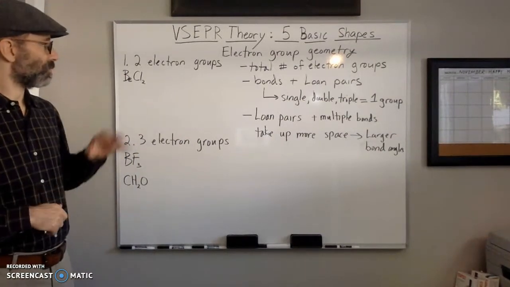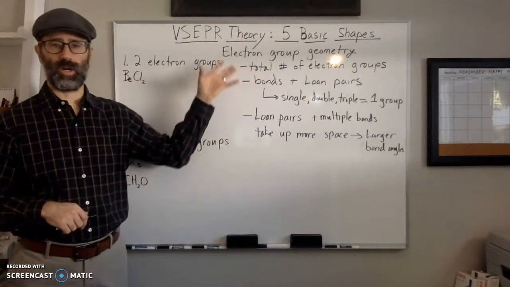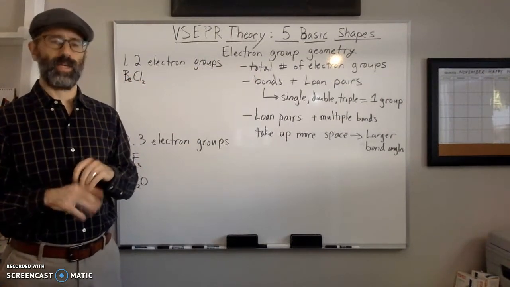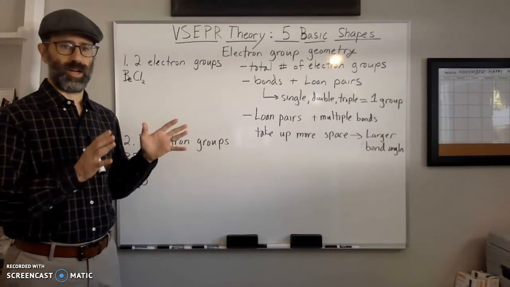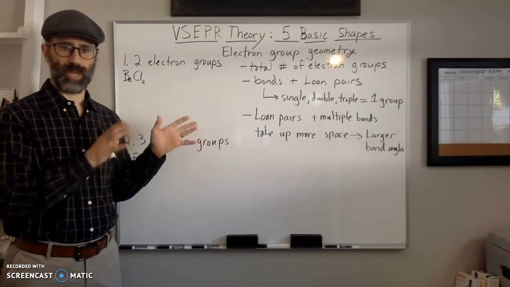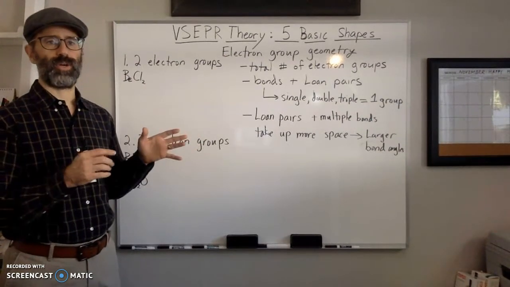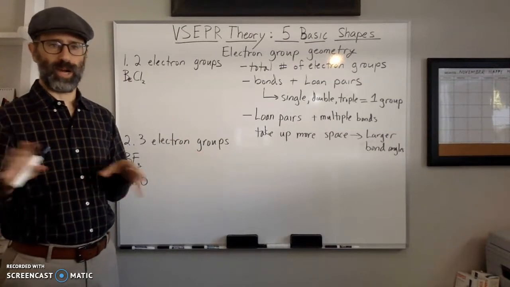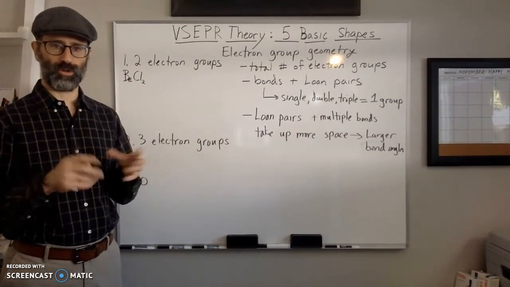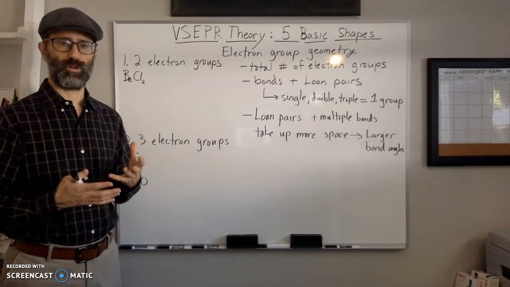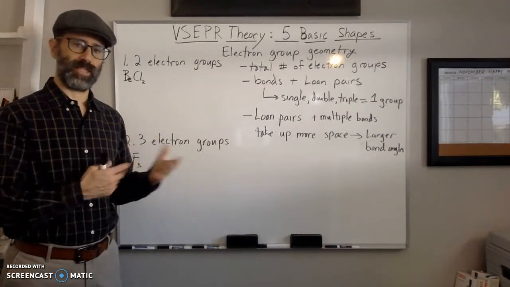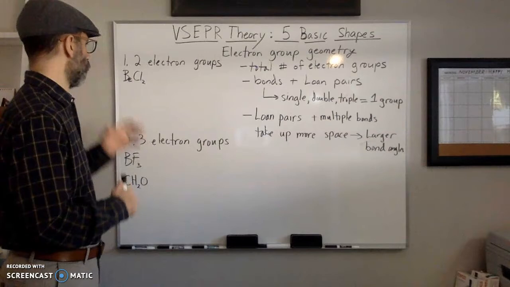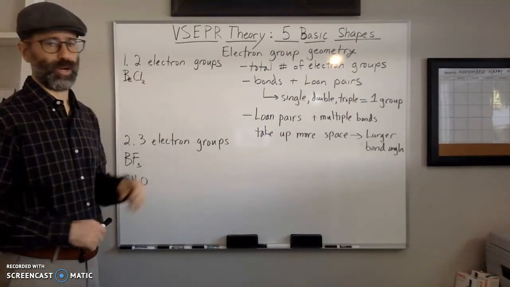All right, and this is going to be total number of groups. So we're not going to make a distinction between electron groups being bonding and non-bonding. We're going to treat bonding groups and lone pairs as the same. So the total number of groups, if you have this number of groups, then you're going to have this electron group geometry. Okay. So what about if you have 2 electron groups?